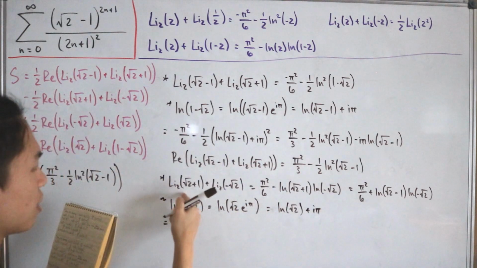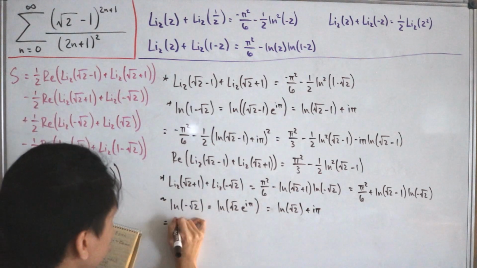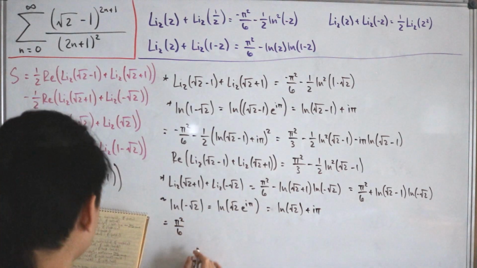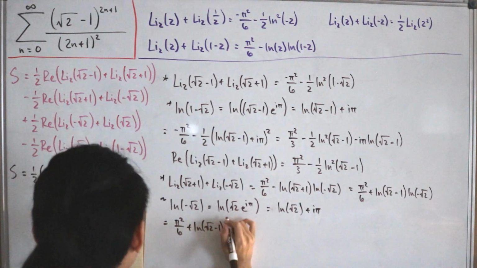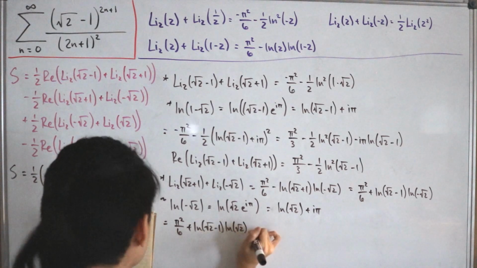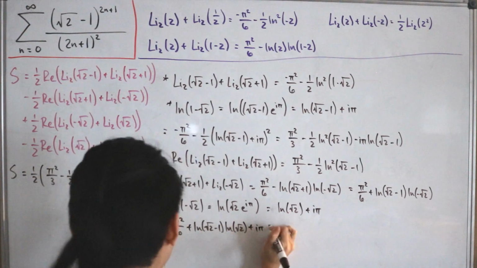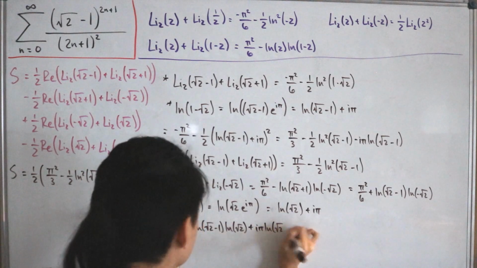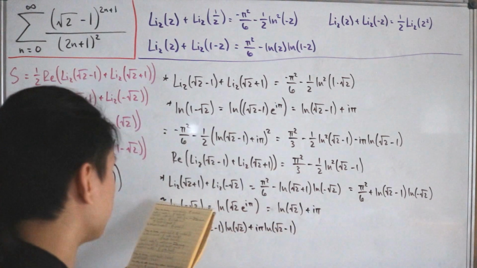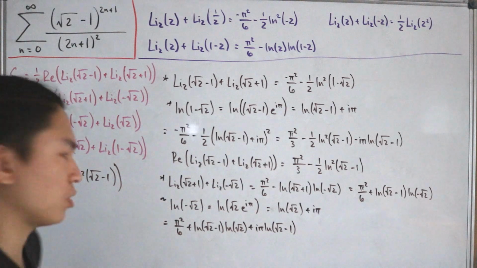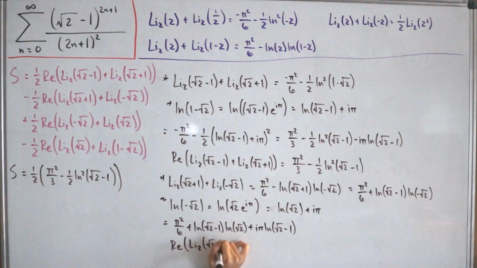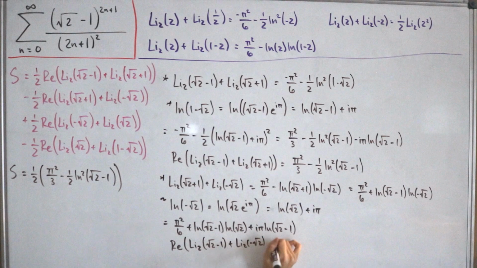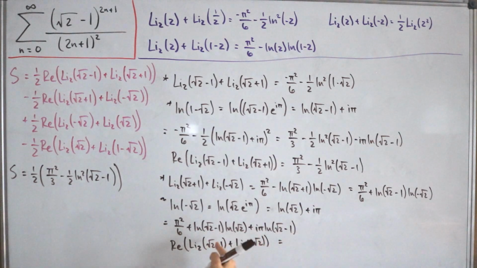So equals, continuing on from this line over here, this will yield us pi squared divided by 6. Then add this with the natural log of the square root of 2 minus 1 multiplied with ln of the square root of 2. And then add this with i times pi multiplied with ln of the square root of 2 subtract 1. And so now all that's left is to take the real part. So therefore the real part of the dilogarithm of the square root of 2 minus 1, then add this with the dilogarithm of negative square root of 2, and so therefore just equate the real parts.